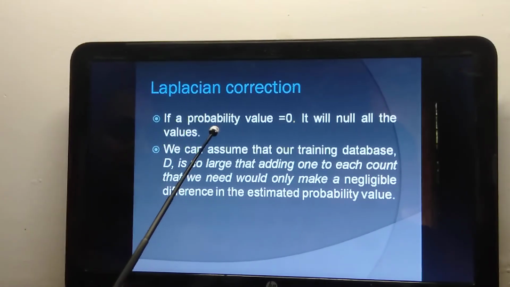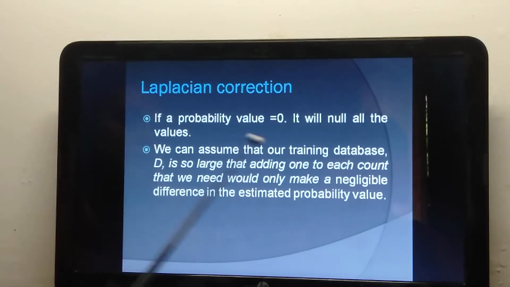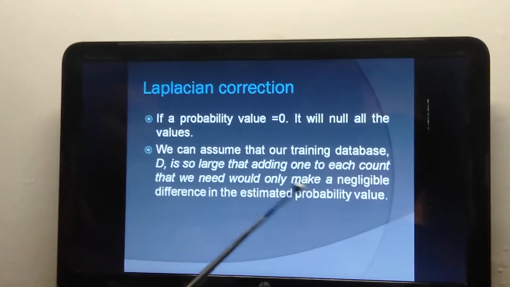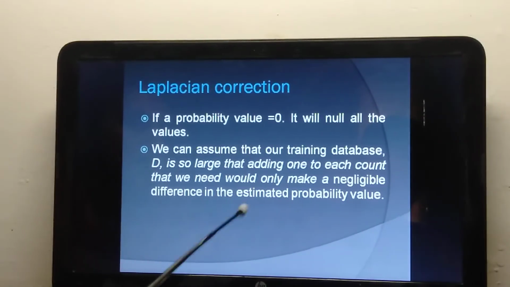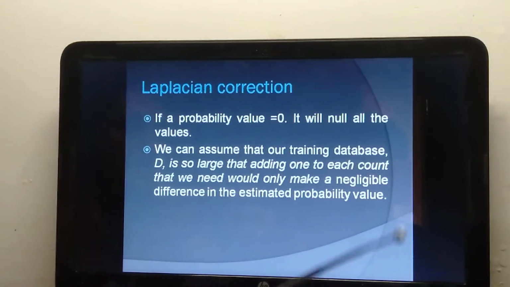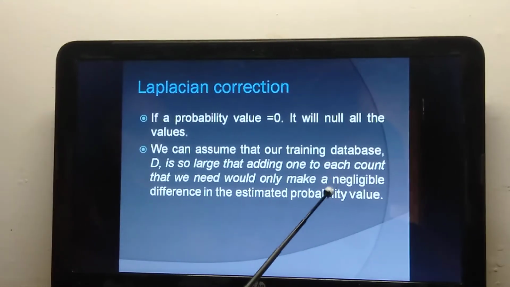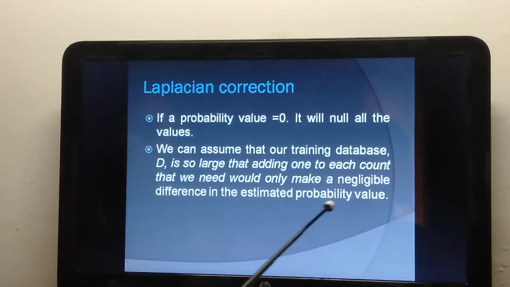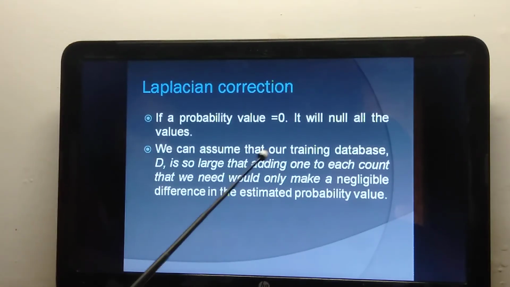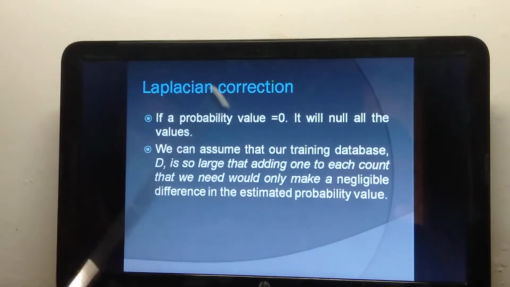To avoid this, what we do is, we can assume that our training database D is so large that adding 1 to each count will make a negligible difference. So if I actually have only 0, I'm going to do plus 1 to all of the classes. In that case, when we do the probability, it will be a negligible value. It will be some 0 point something 000. Okay, so this is the method. This is called Laplacian correction.